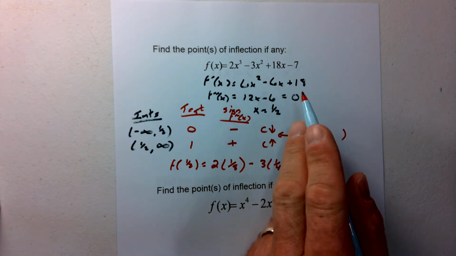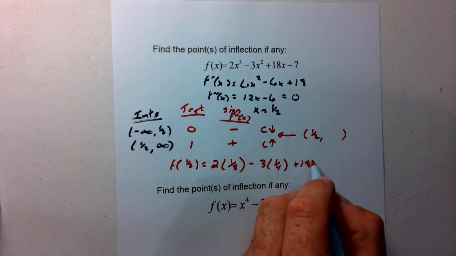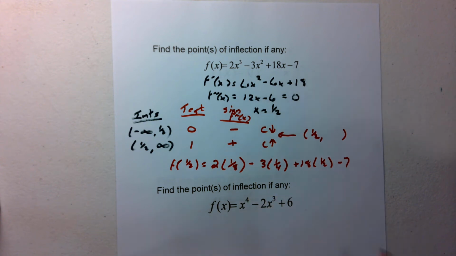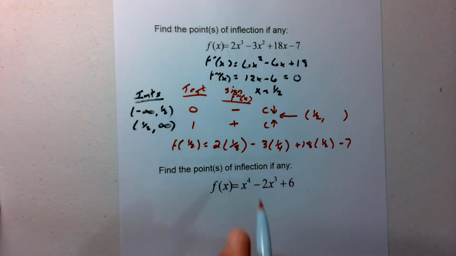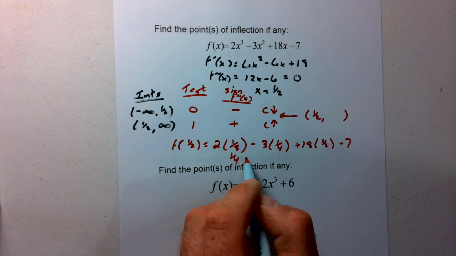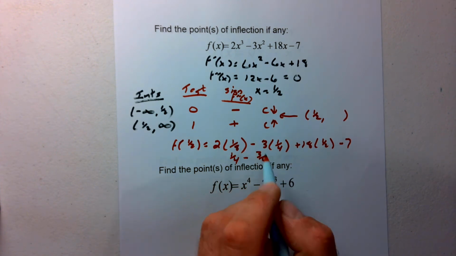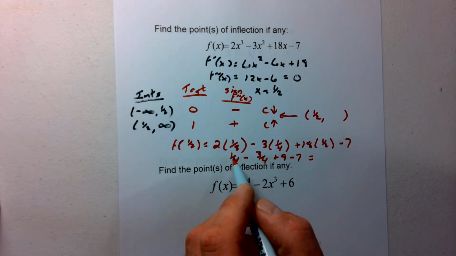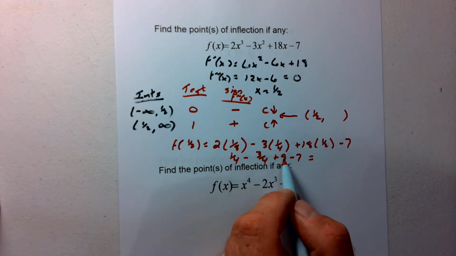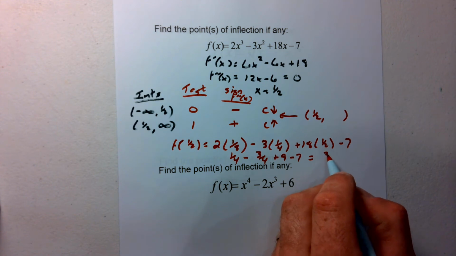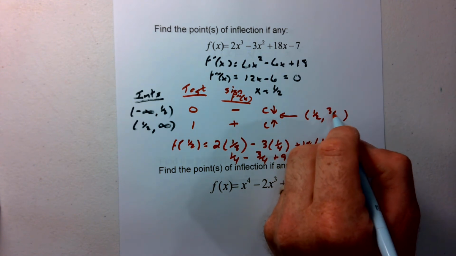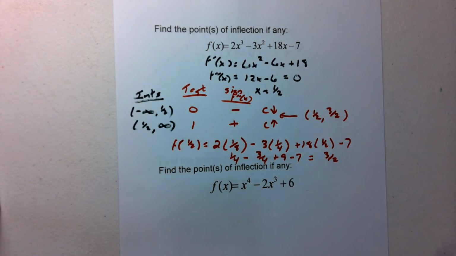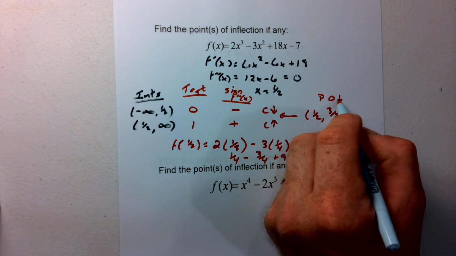Plus 18 times 1/2. Sorry, I wasn't paying attention to what I was doing. Minus 7. So here I get 1/4 minus 3/4 plus 9 minus 7. We've got negative 1/2. And then here we get 2, so we get 3/2. So we do get a point. So 1/2, 3/2 is a point of inflection.